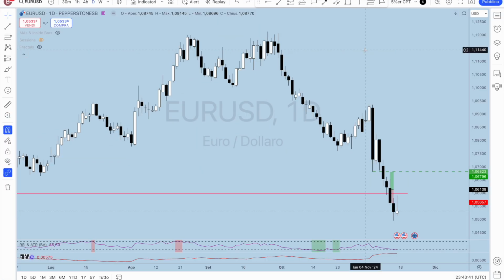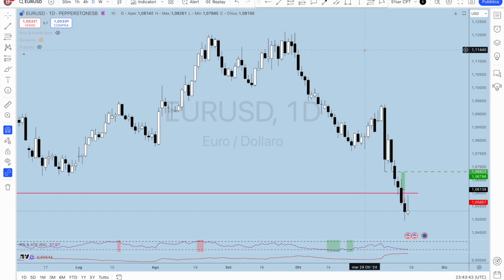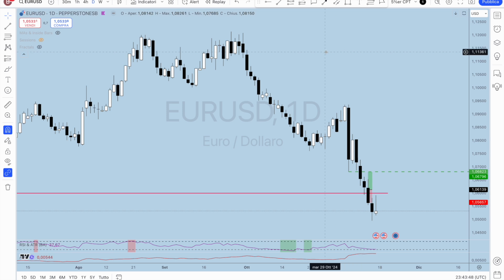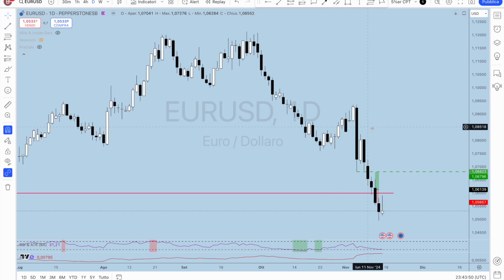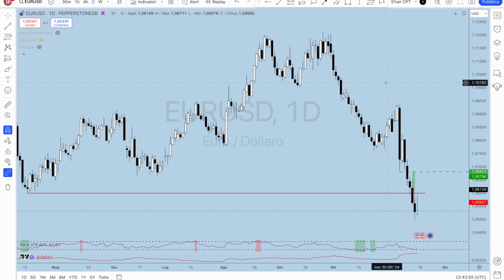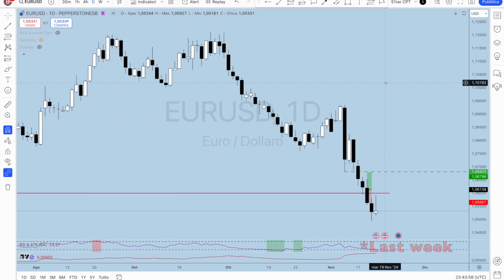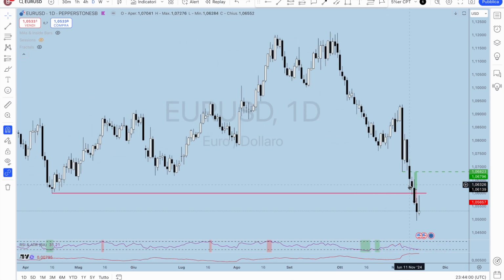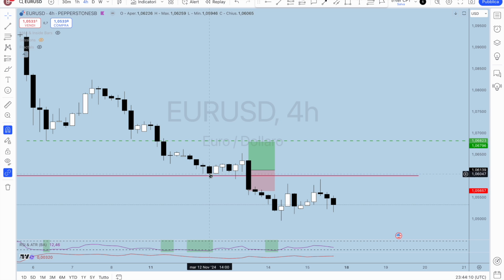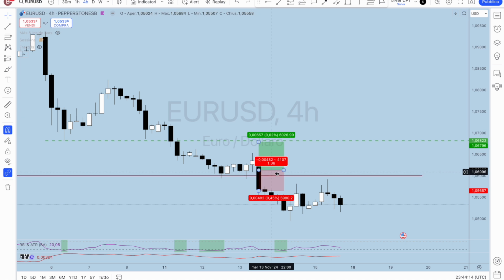Okay, so now let's review the pairs from last week. The first one is euro dollar. Last week I had open trade here. You can probably see it was a losing trade, but that doesn't make it a bad trade, it's just a losing trade. So last year the logic was price was moving down, hit this level, faked out, it created a double bottom here with RSI divergence, so I entered.